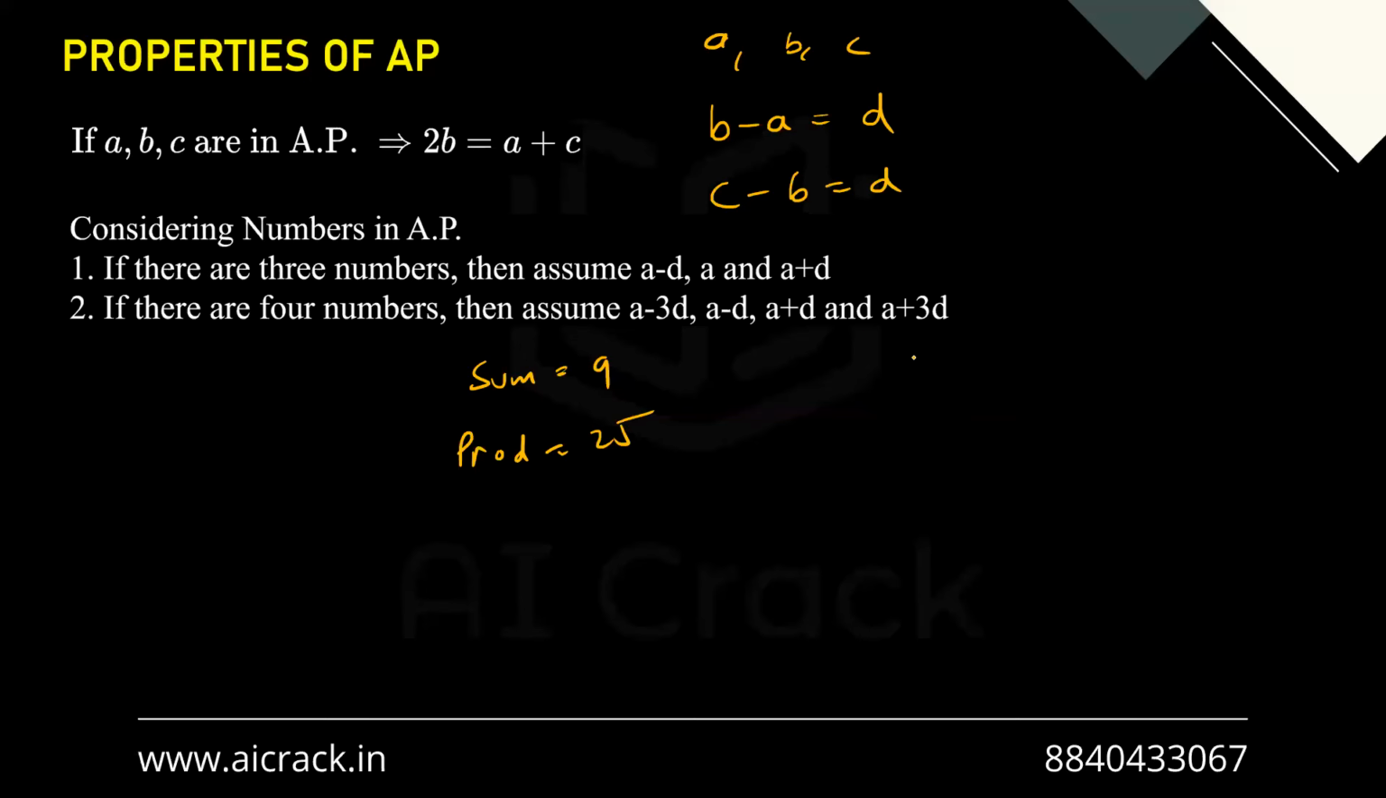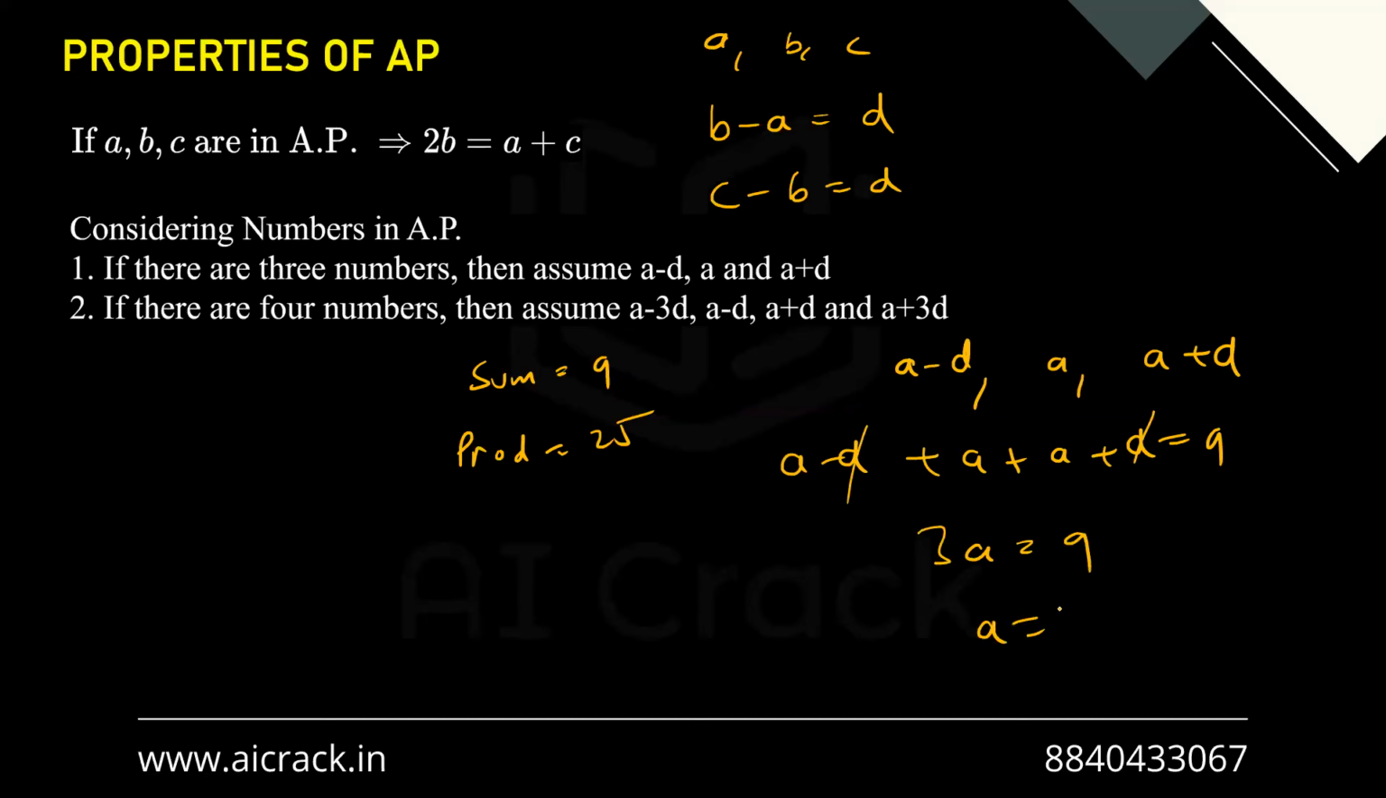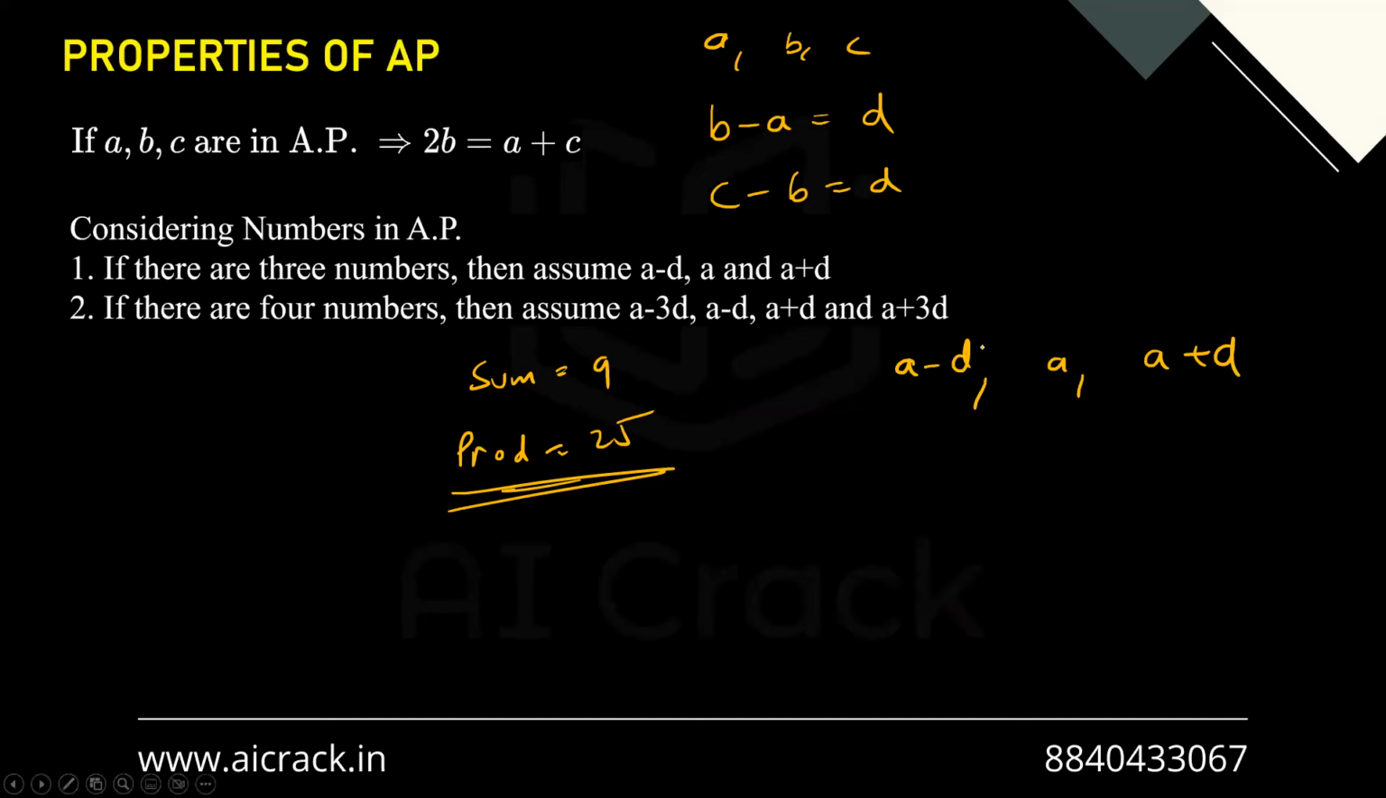What we are doing over here is taking the first term as A minus D, second term as A, and third term as A plus D. Again, the common difference is D over here, but the first term is changed. The first term is A minus D, okay? Now if we write down the summation, we'll get A minus D plus A plus A plus D equals 9. Now you can see that D gets cancelled out. We have got 3A equals 9, so A equals 3, right? So this directly gives the value of A, directly solving for one variable out of these two variables. Now you can utilize this A in the other equation to find out the value of D, right? Simple.